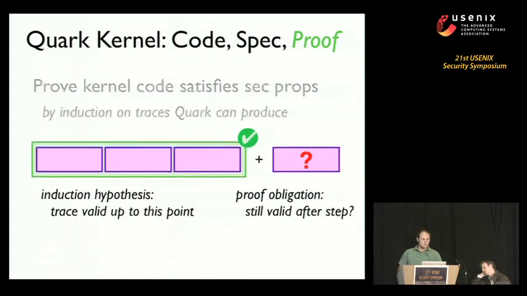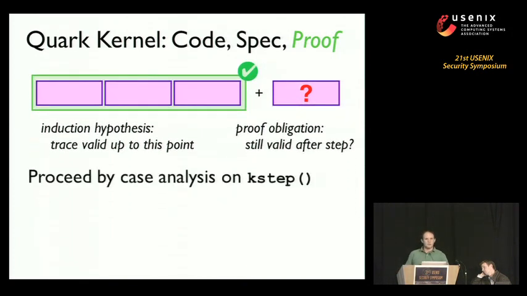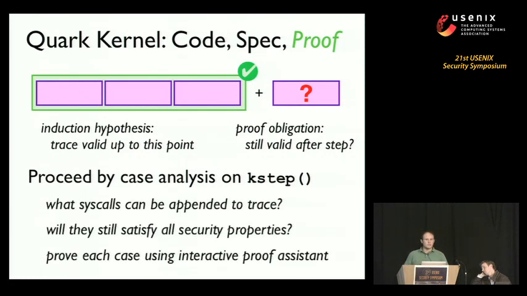And so to prove this, we essentially proceed by a case analysis on kstep. We ask, in any execution of kstep, what kind of system calls can it add to the trace? And we need to know if those additional system calls will continue to satisfy our security properties, given that all the system calls up to this point did.